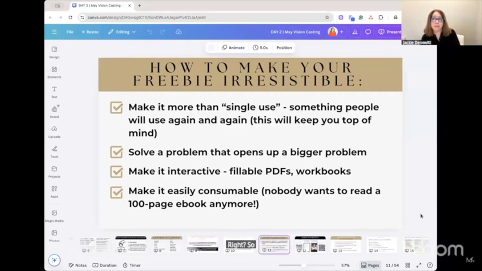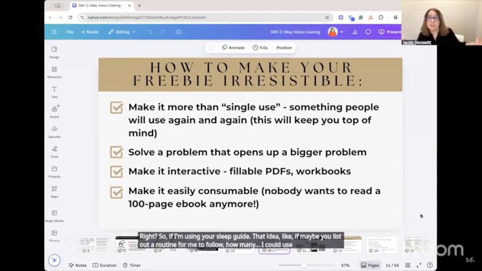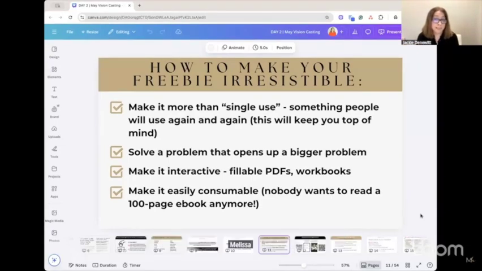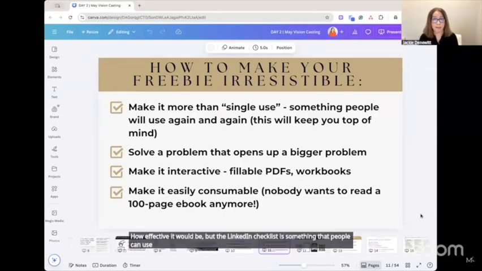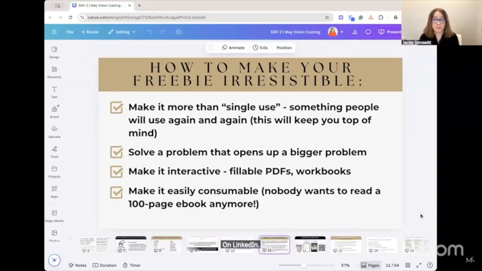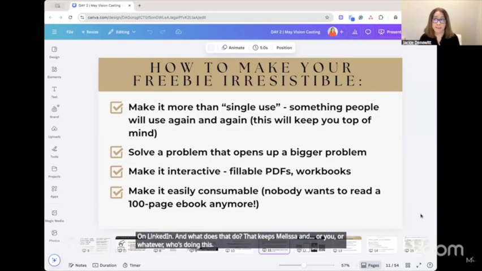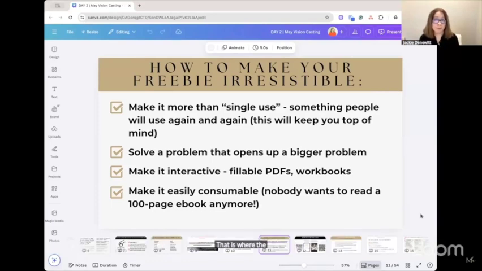So if I'm using your sleep guide, like if maybe you list out a routine for me to follow, I could use that potentially every day, right? I could use that anytime I'm struggling to sleep. Melissa's LinkedIn checklist, this is what I'm talking about. I don't know that she knew when she was creating this how effective it would be, but the LinkedIn checklist is something that people can use every day on LinkedIn. And what does that do? That keeps Melissa, or you, or whoever is doing this, top of mind. That is where the magic comes in with a freebie, is making something that's more than single use.